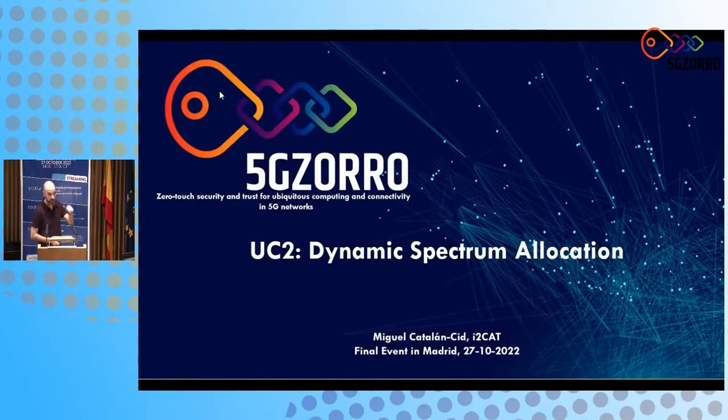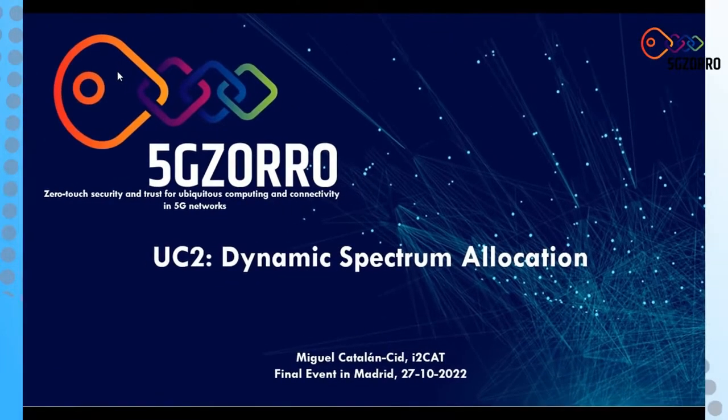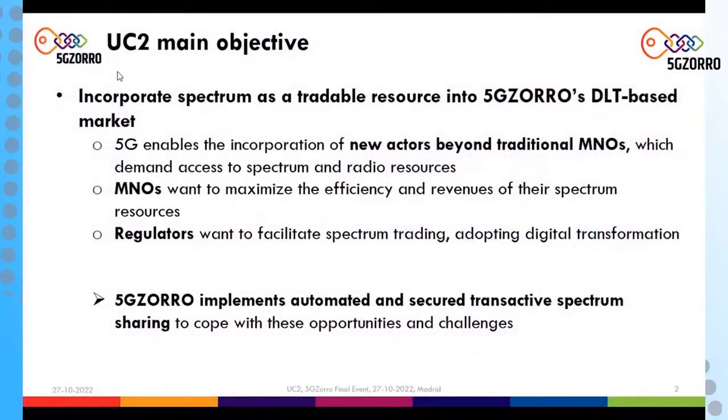So the idea of this presentation is to present to you the outcomes of use case 2, which is about dynamic spectrum allocation. The main objective of this use case was to incorporate the spectrum as a resource that can be traded in the 5GZORRO DLT-based market.